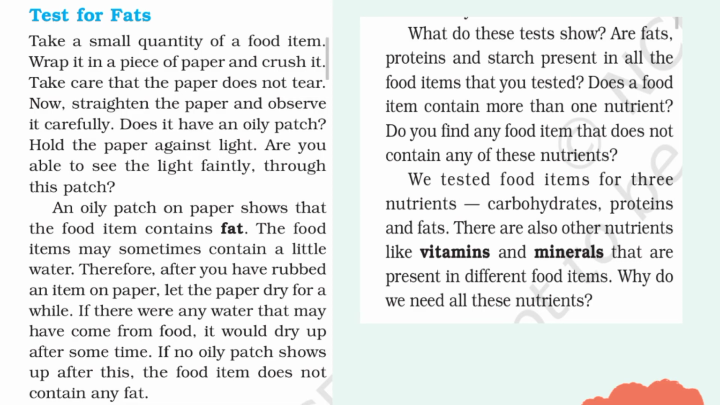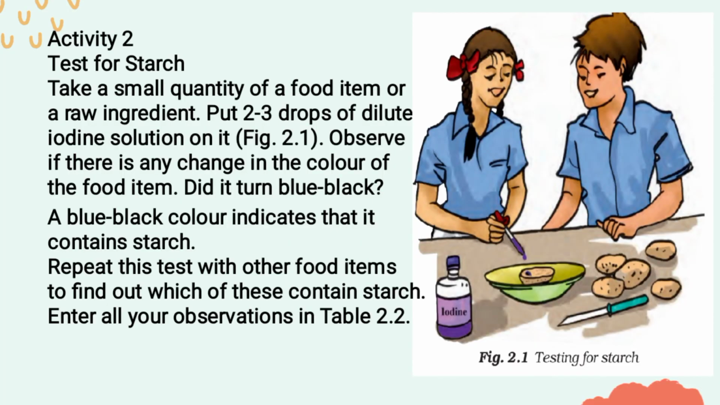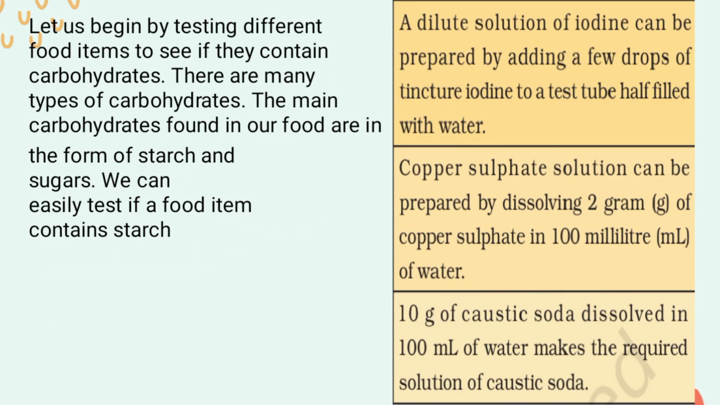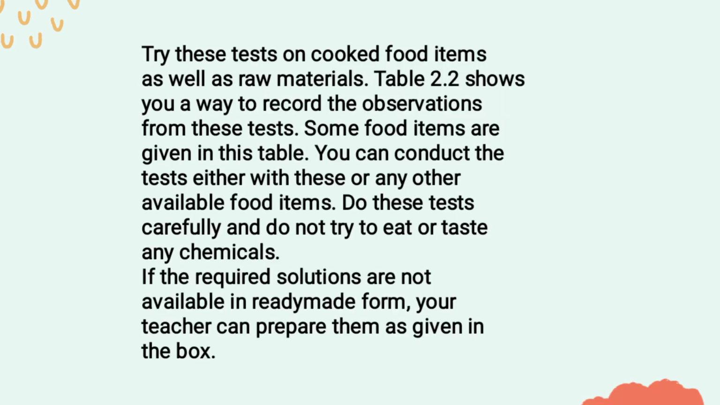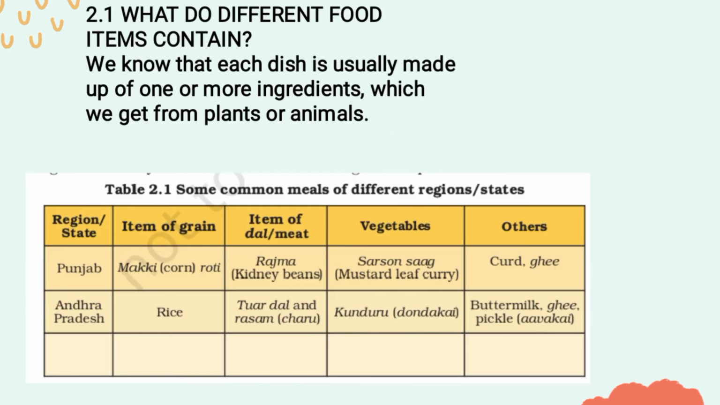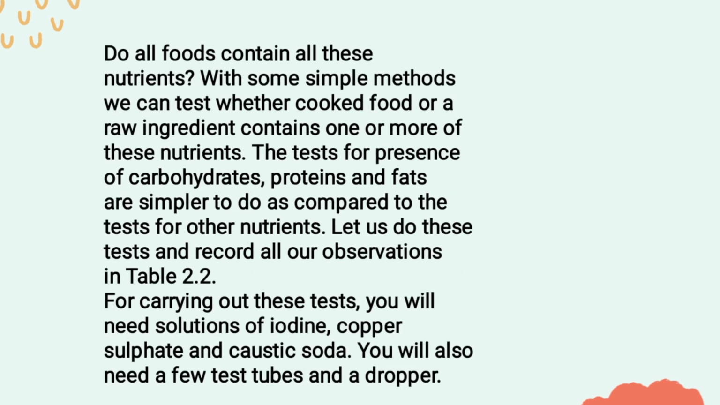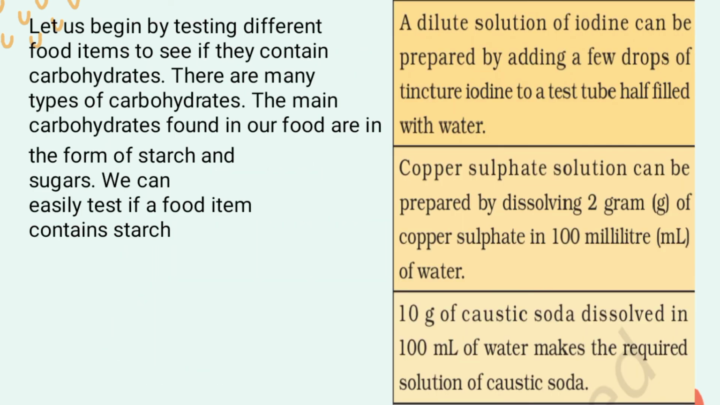So in this class we have done the test for fat, the test for protein, and the test for starch, which is a type of carbohydrate. We also studied 5 important types of nutrients required for our body, and also fiber and water. We also learned about preparing the dilute solution of iodine, copper sulfate and caustic soda, and we saw that all these nutrients are important for our body.